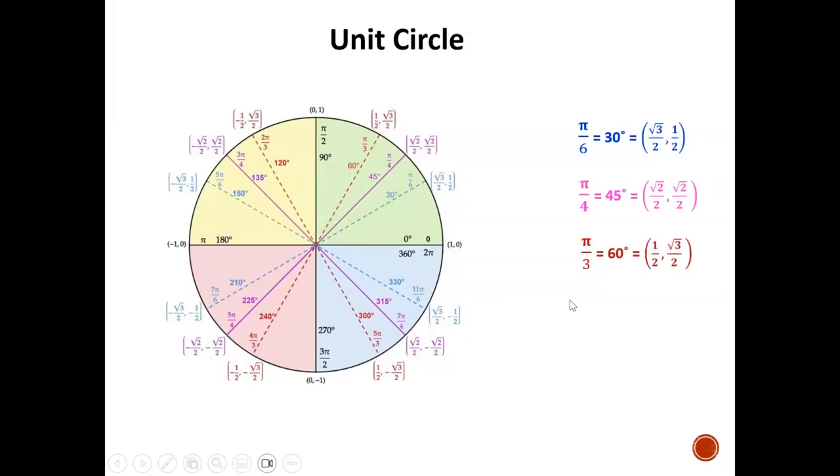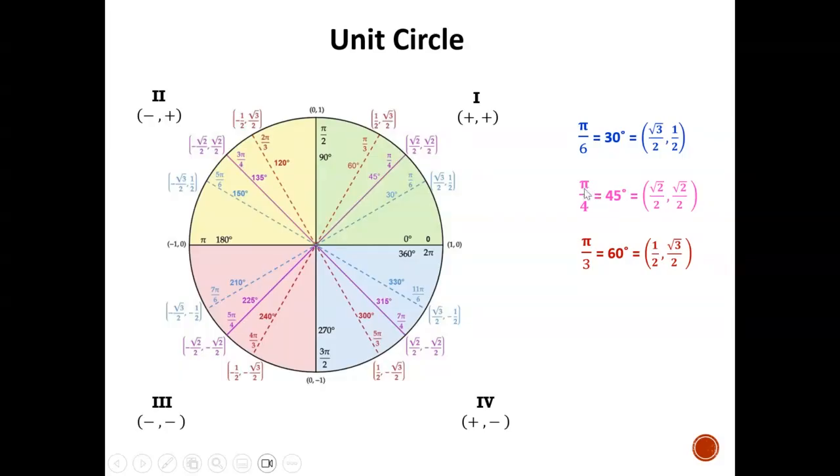But the difference is that the quadrant tells you if the x and the y are going to be positive or negative. Quadrant 1 is positive, positive. Quadrant 2 is negative, positive. Quadrant 3 is negative, negative. And quadrant 4 is positive, negative.